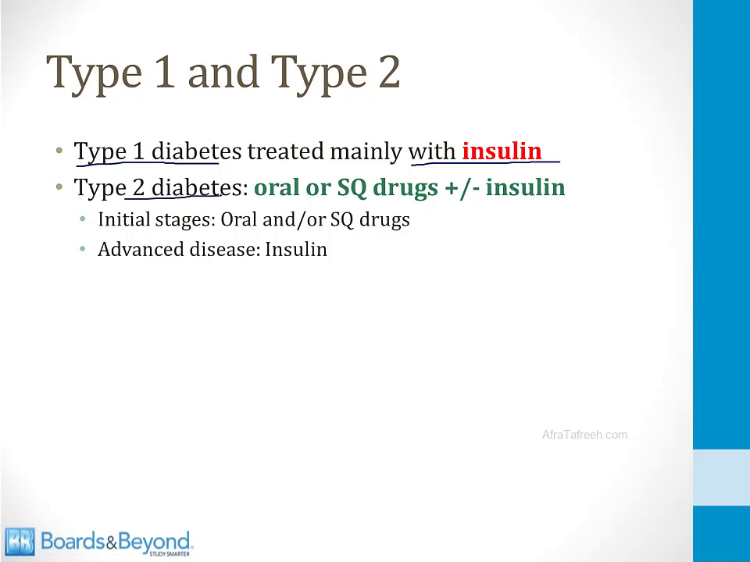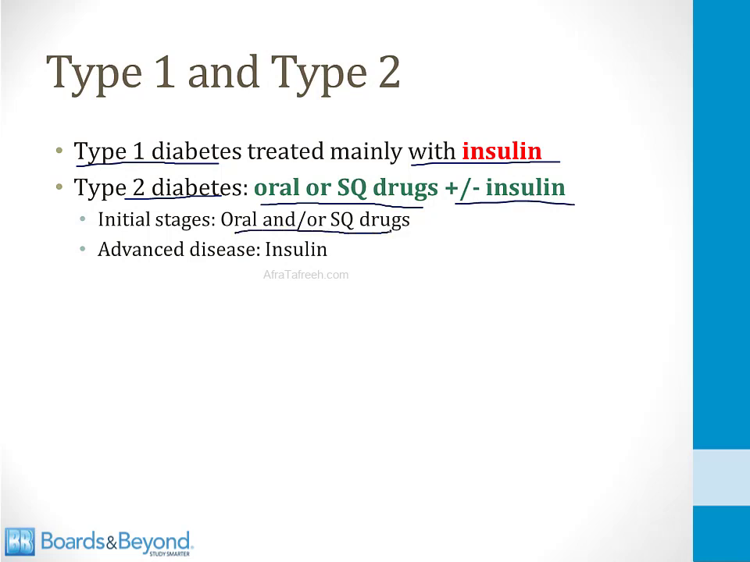Type 2 diabetics, on the other hand, especially when they're initially diagnosed, usually have some beta cell function in the pancreas. For this reason, you can administer oral and subcutaneous drugs that either boost the amount of insulin production from the pancreas or increase the sensitivity to insulin. Only later do you need to administer additional insulin as therapy. So in the initial stages, type 2 diabetes is often treated with oral or sub-Q drugs.